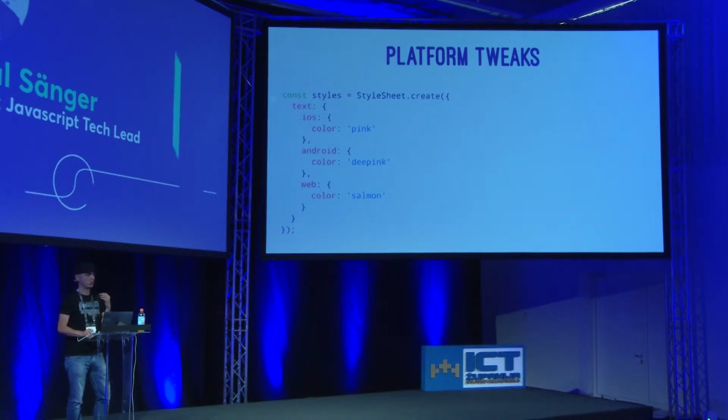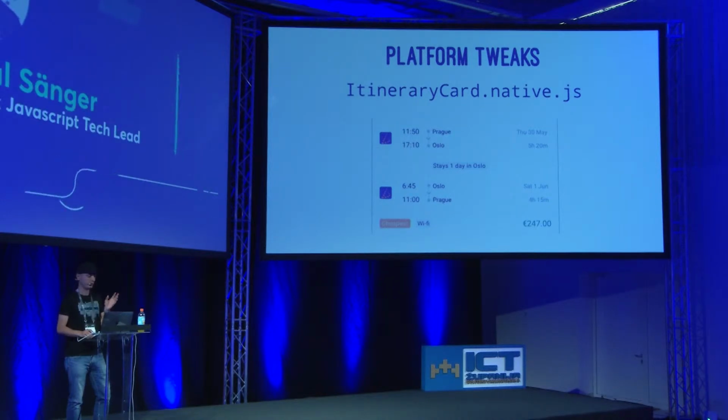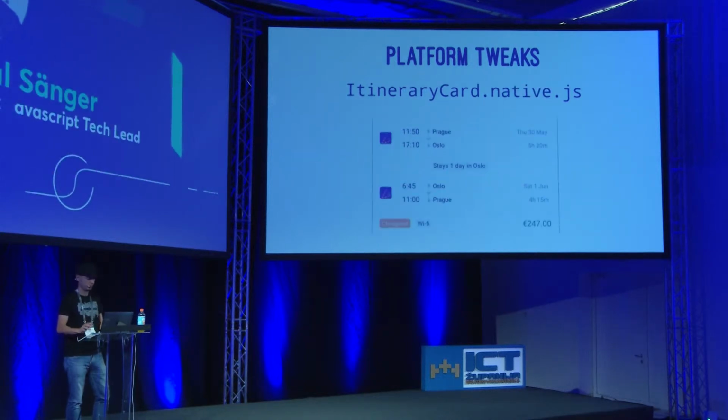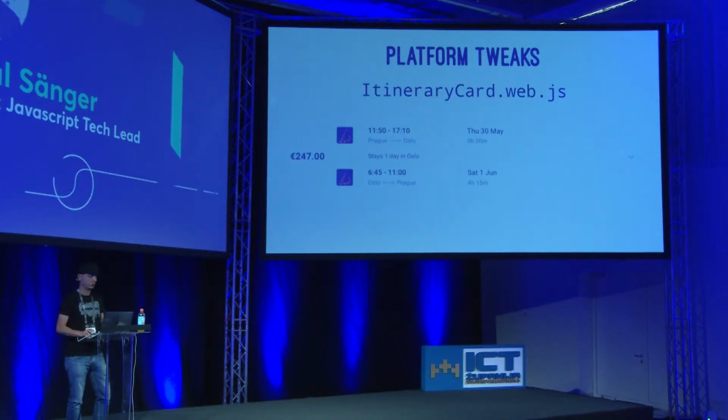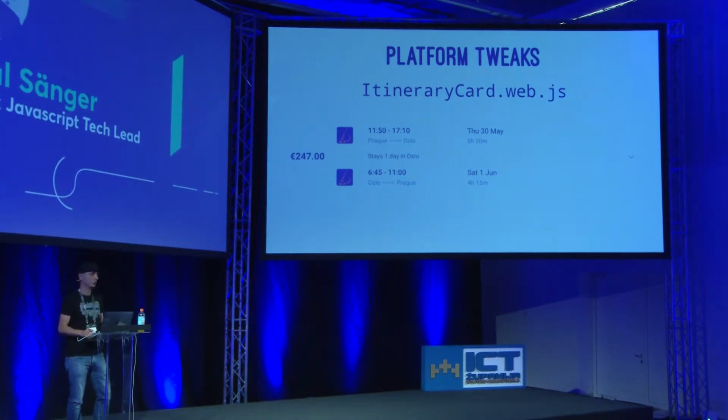And when we really needed to change the UI totally per platform, we came up with file name extensions. So for example, this itinerary card looks on a native device this way, and we name it itinerary card.native.js. Then we created itinerary card.web.js, and you can see the difference. Of course, for example, the carrier logo is still the same component I showed two slides ago. But the whole layout is totally different, and the file naming helps us to organize these things.